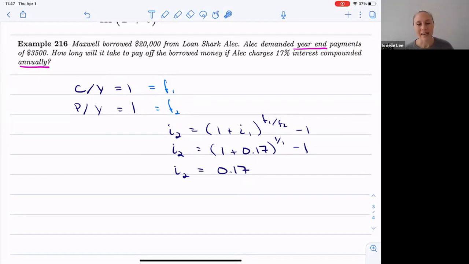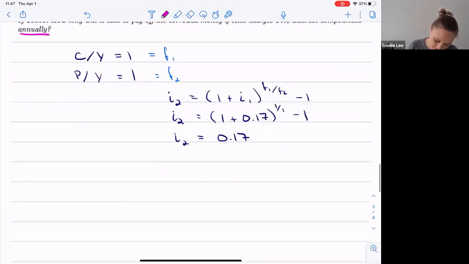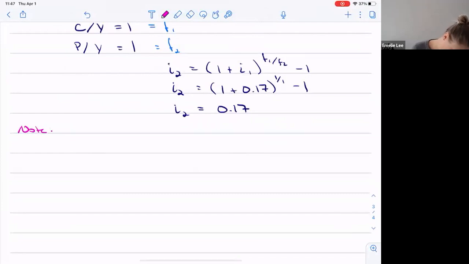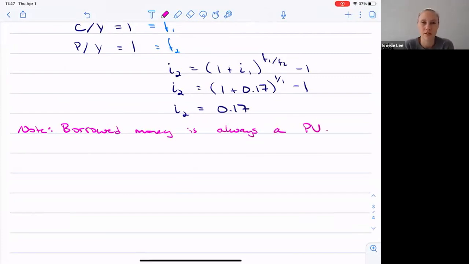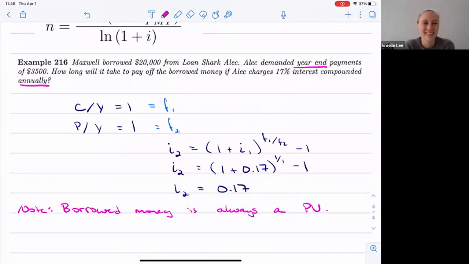Okay. Any amount that we've borrowed, a loan amount, whether you buy a car, you buy a house, or you borrow money from a loan shark, is always going to be a present value, right? So here, I want you to make a note: borrowed money is always a PV. Puerto Vallarta, I wish.